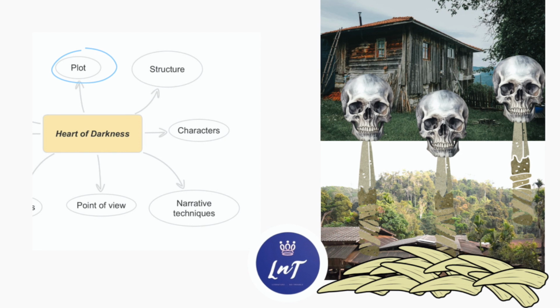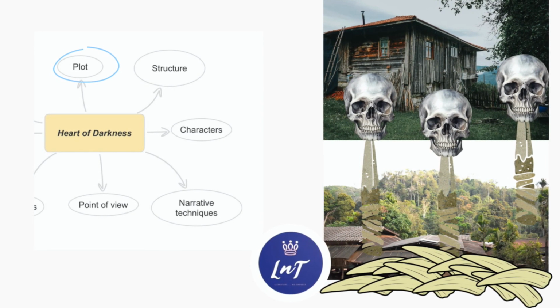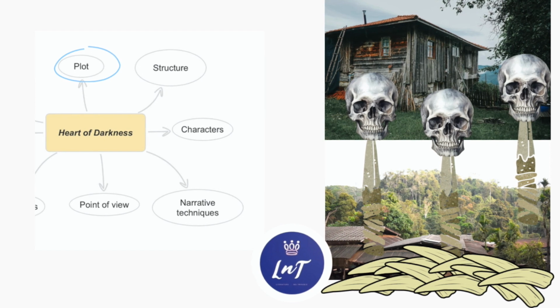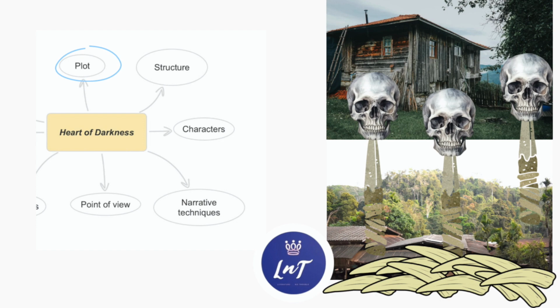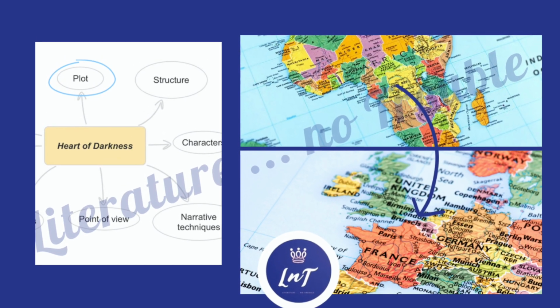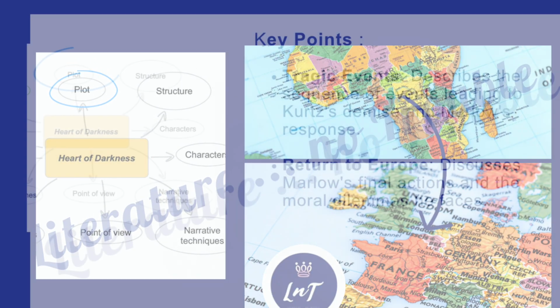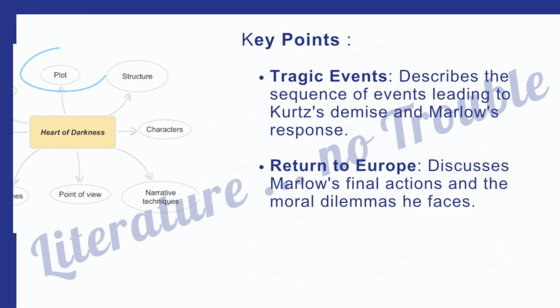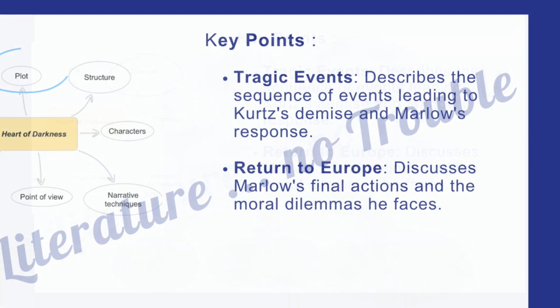On the way back, Kurtz gets very sick and dies. His last words, "the horror," leave Marlowe thinking about the terrible things Kurtz did. Back in Europe, Marlowe has to meet Kurtz's fiancée and has to decide if he should tell her the truth about Kurtz's last words. He decides to protect her from the sad reality.